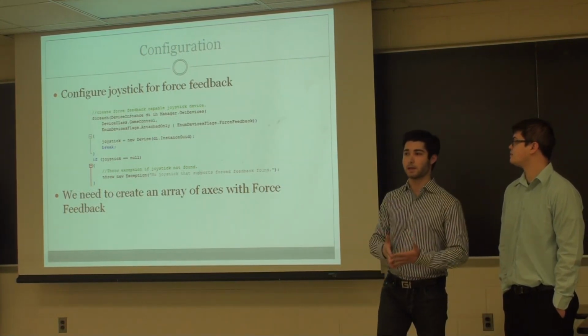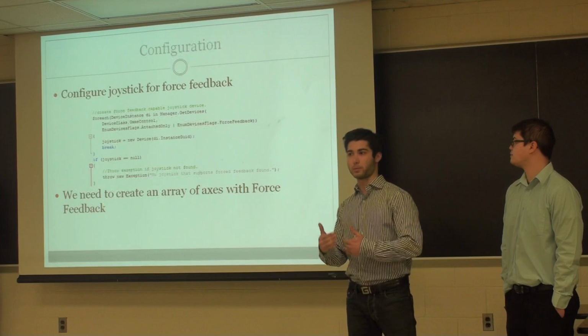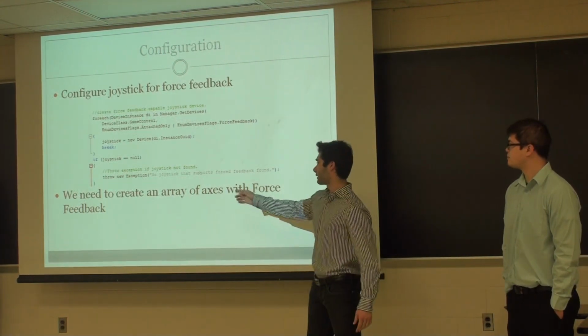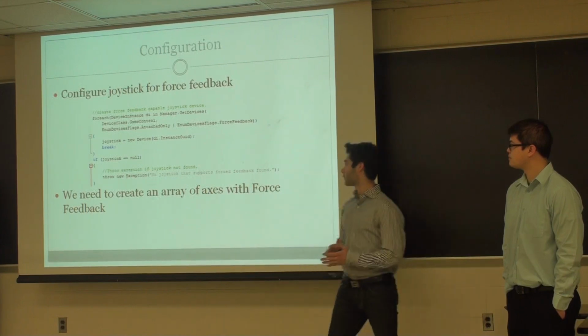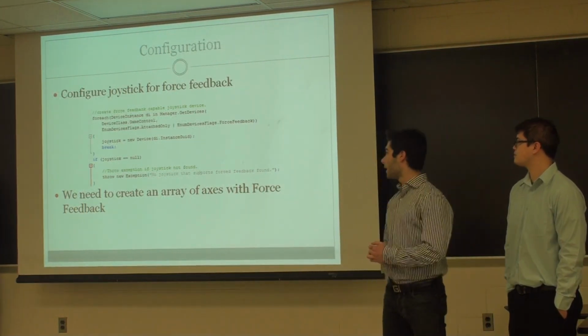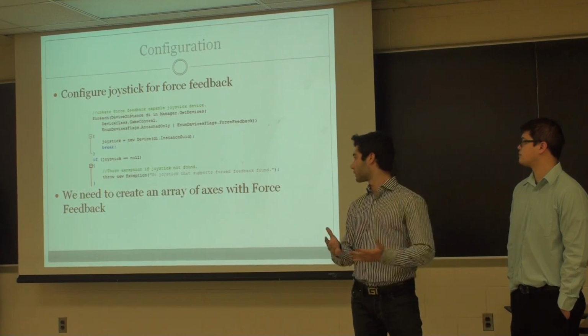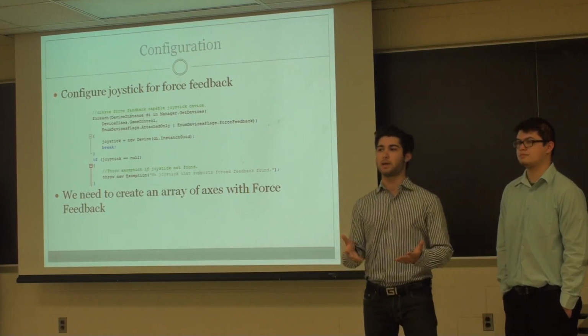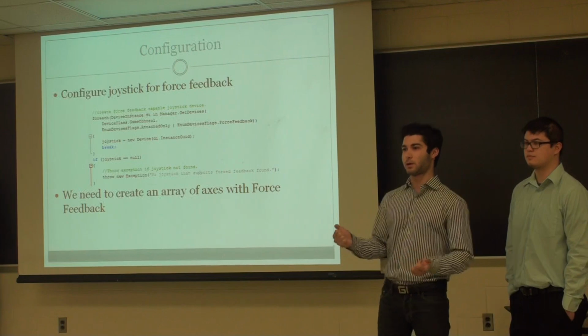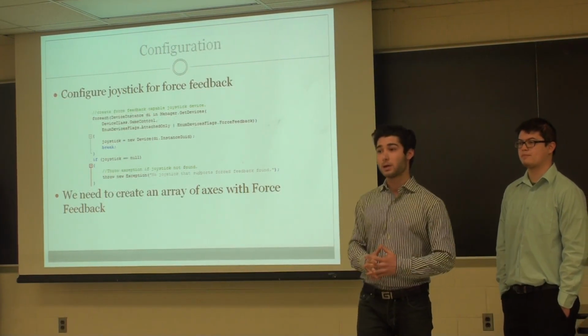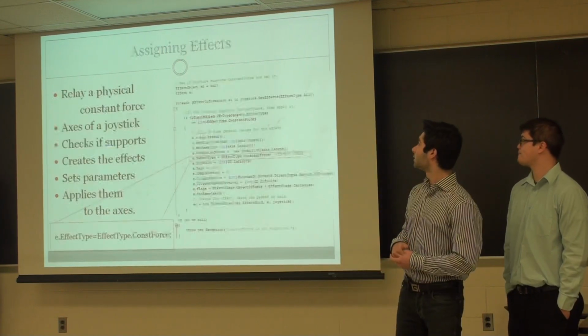Basically, it's a thread that helps us prevent the program from terminating, and we're going to let the user know that no joystick that supports force feedback has been found. And after that, we need to create an array of axes with force feedback. Basically, it's an integer array that lets us work with different directions and give different types of effects that we want, which I'm going to talk about in a little bit.